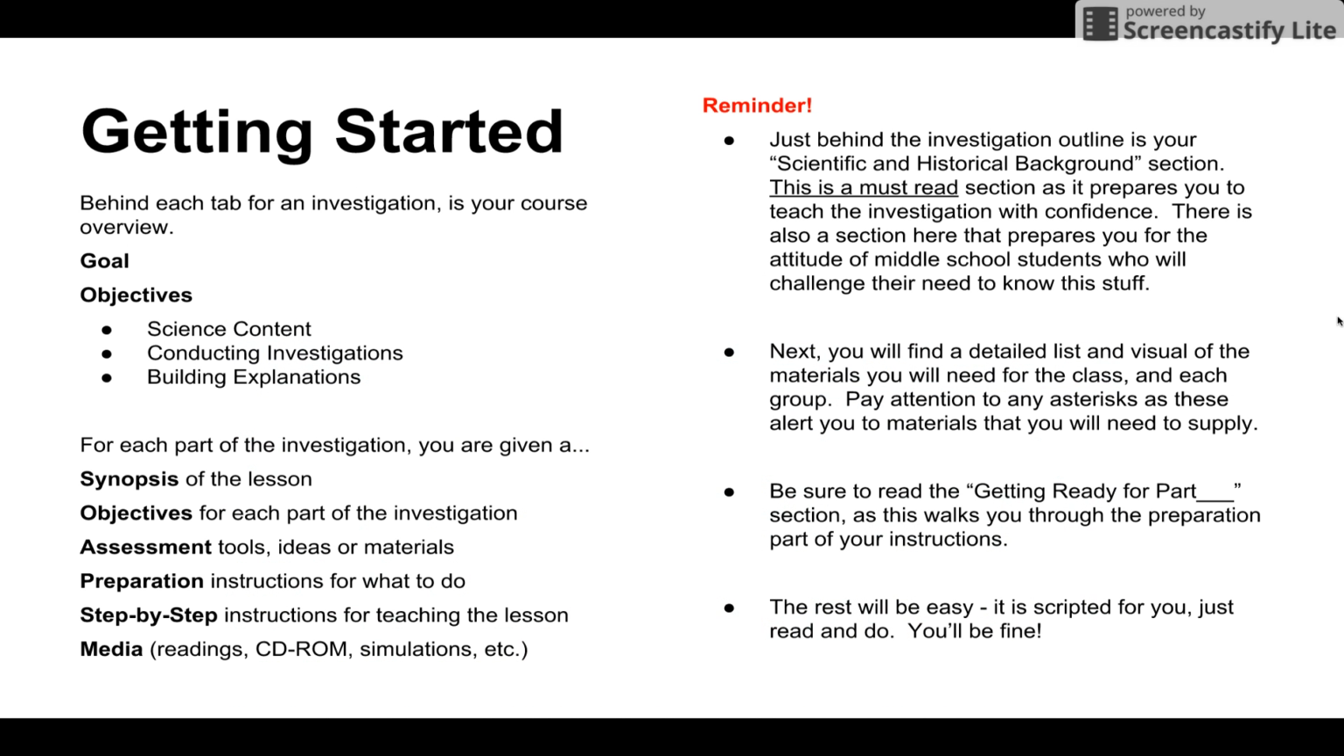Getting started. Remember, behind each tab for an investigation is your course overview, the goals of the investigation, the objectives, science content, conducting investigations, and building explanations. For each part of the investigation, you are given a synopsis of the lesson, objectives for each part, assessment tools, ideas, and materials, preparation instructions for what to do, step-by-step instructions for teaching the lesson, media, reading, CD-ROMs, simulation, etc., as well as extensions for the activity.